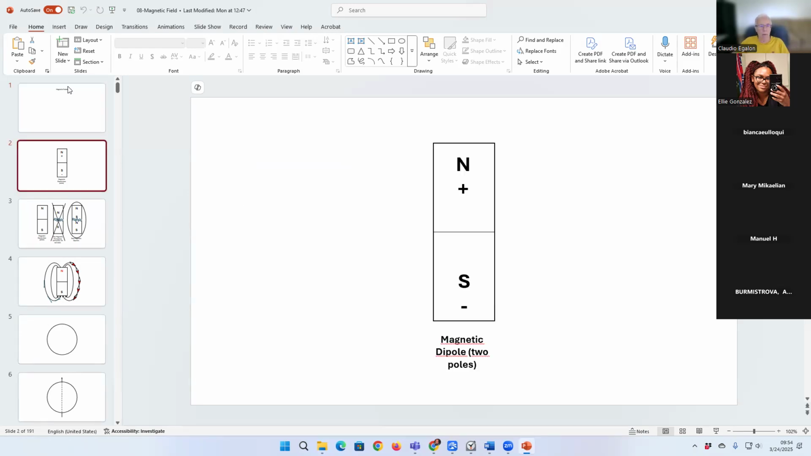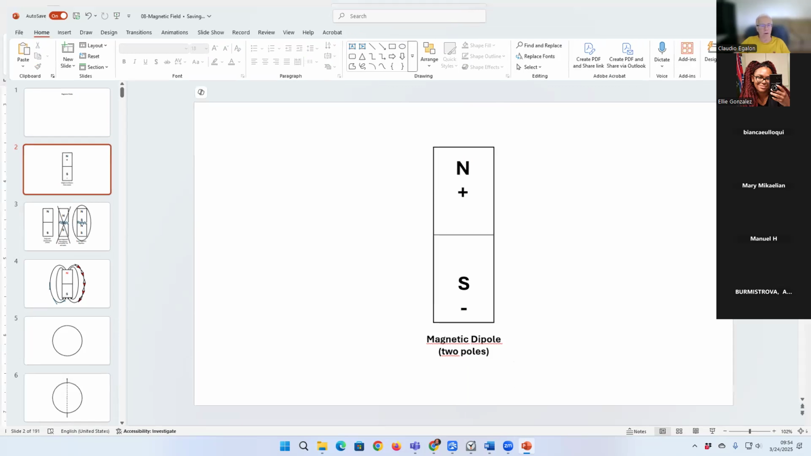So the magnetic field has a positive and negative charge. But charge, between poles. It's not exactly a charge. We call it poles. And unlike the electric field, we cannot separate the positive from the negative. Right? So here you go.